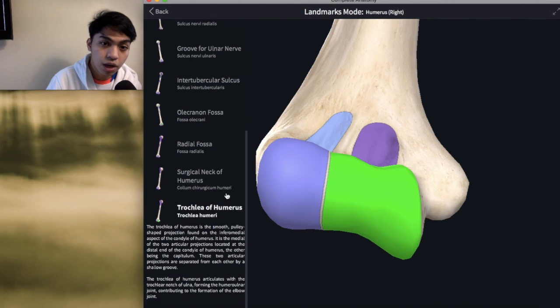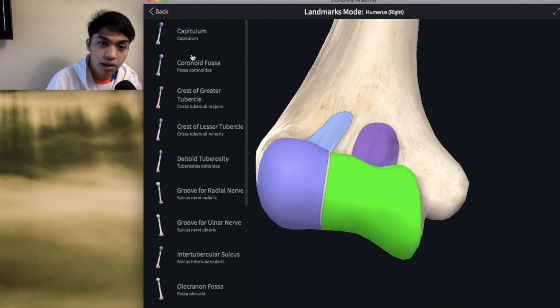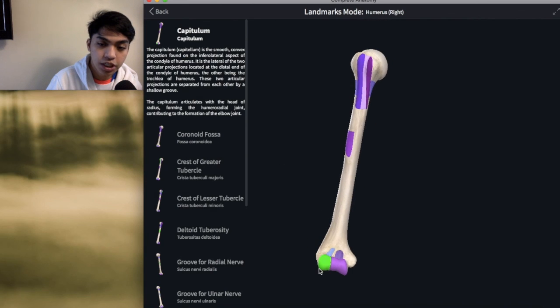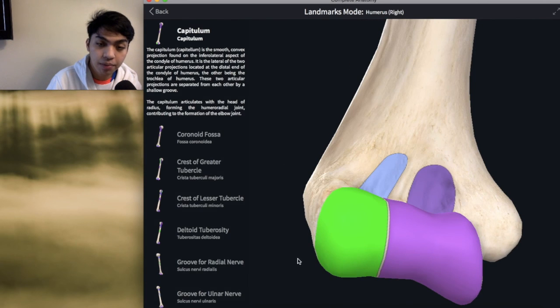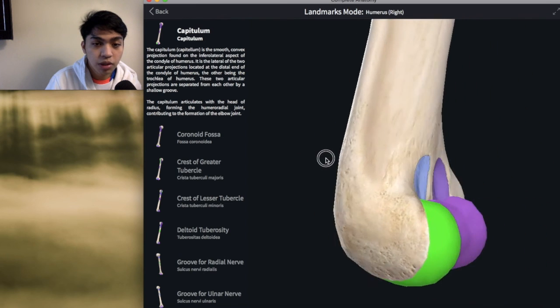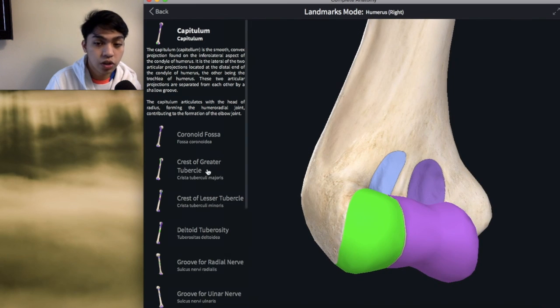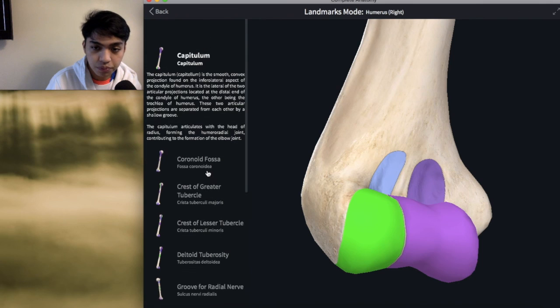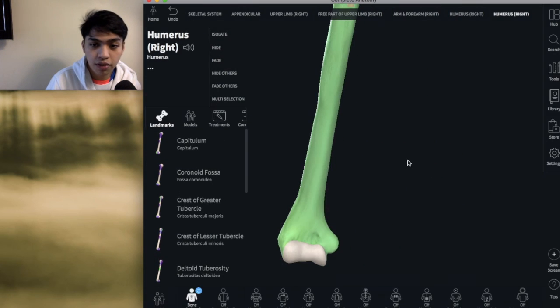And for the other one, we have the capitulum, which is convex in shape. It is a convex projection found on the inferolateral aspect of the condyle of the humerus. It articulates with the head of the radius, which forms the humeroradial joint, also contributing to the formation of the elbow joint. Okay, so that's it for the humerus.